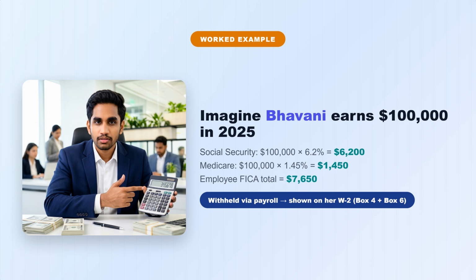Let's make this real with an example. Imagine Bhavani earns $100,000 in 2025. Her Social Security tax is $100,000 times 6.2%, which is $6,200. Her Medicare is $100,000 times 1.45%, which is $1,450. Add them up. Her total employee FICA is $7,650. All of this is withheld through payroll and shows up on her W-2 in Box 4 and Box 6.